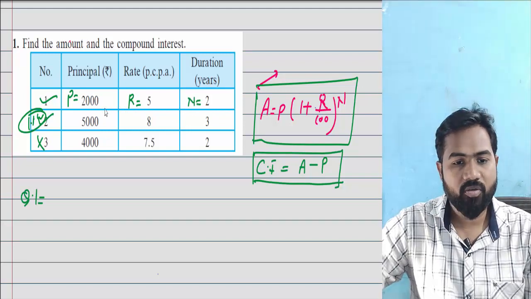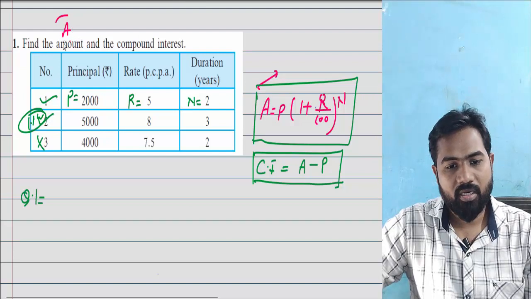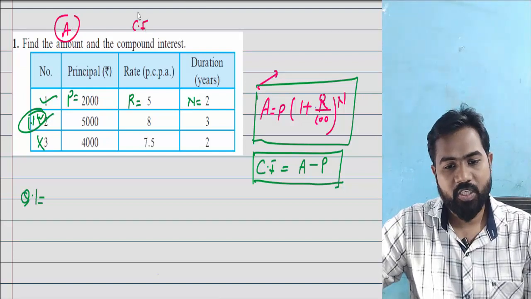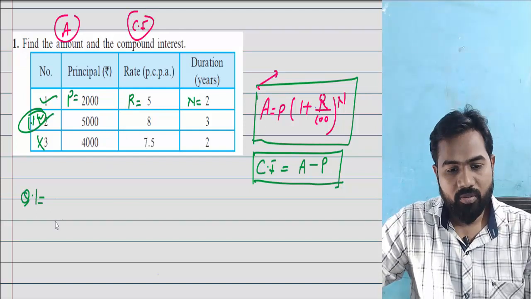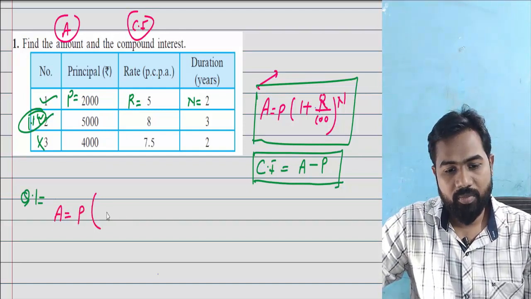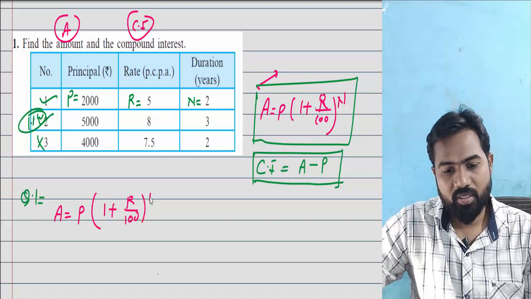What we need to find out? Students, we need to find out the amount, that is A, and the compound interest, that is CI. Is that clear? Everyone understood? So to find the amount, the formula is A equals P into 1 plus R divided by 100, whole raised to the number of years, that is N.